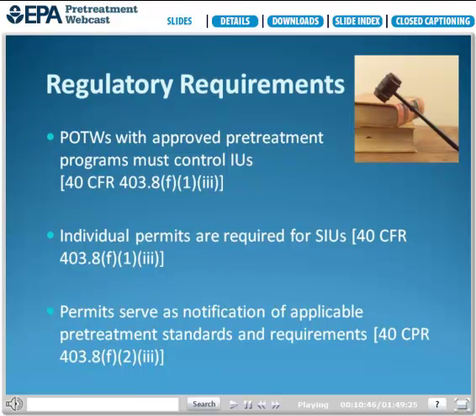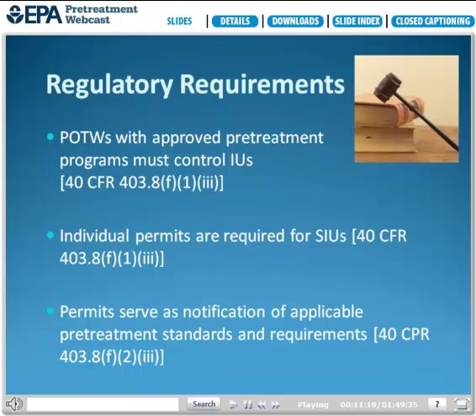The control authority must have the legal authority to deny or condition new or increased contributions of pollutants to the POTW by industrial users. And that means all industrial users, all of the non-domestic dischargers. However, the regulations further specify that permits must be issued to those users that are classified as significant industrial users. We'll define what that term means a little further in today's presentation.